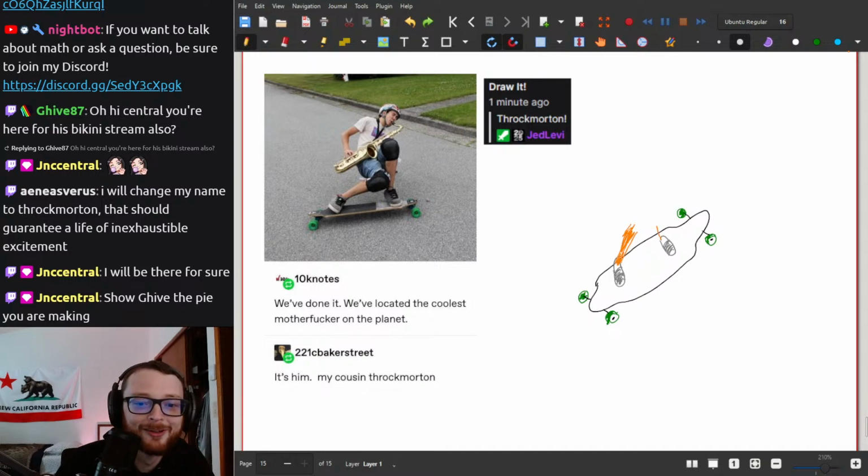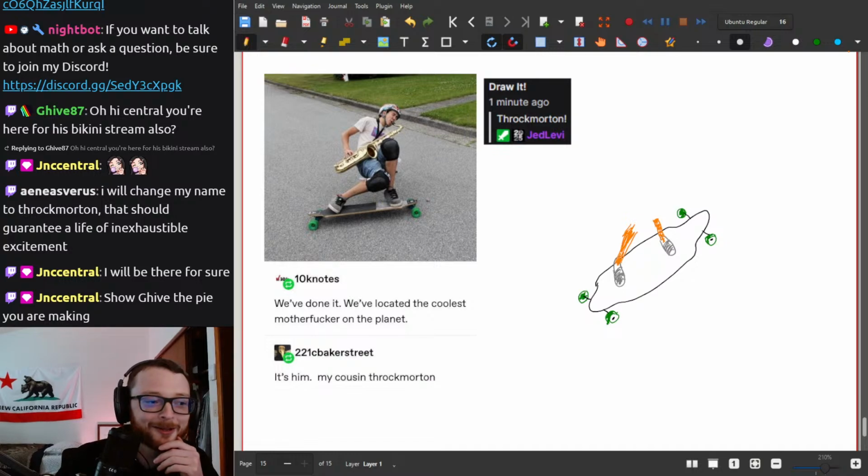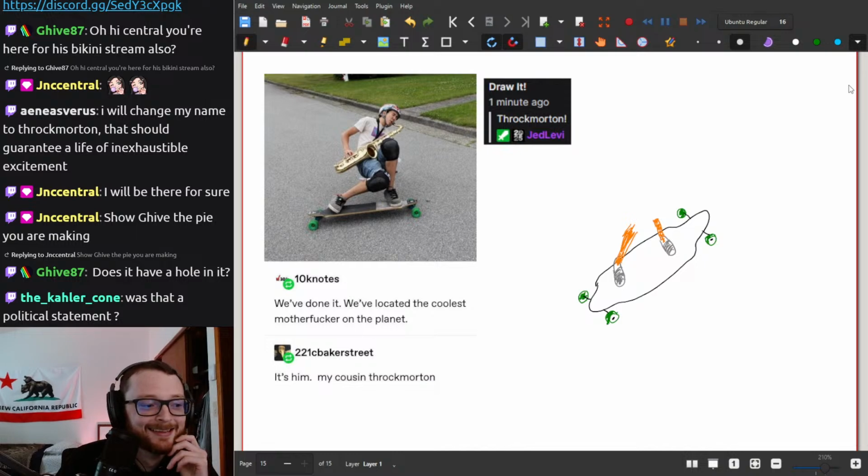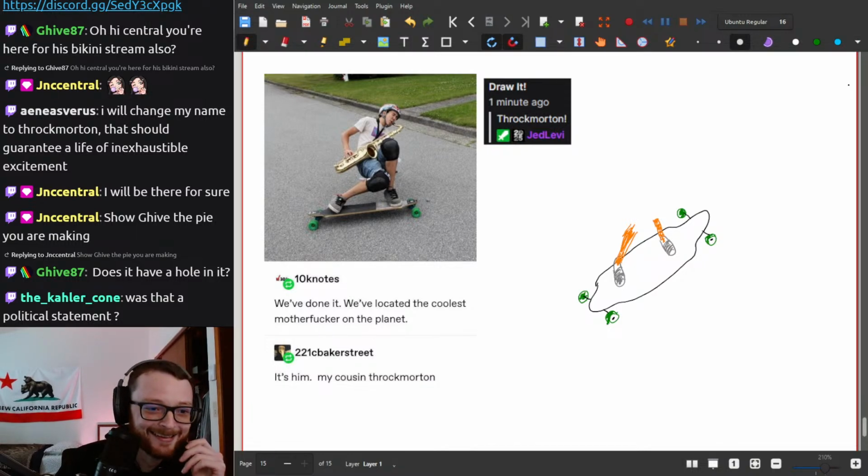It's gonna be terrible. I'm building the base of a mountain that's gonna collapse. I don't know. Showed you have the pie I'm making? I already closed out of that tab. I don't know where the link is anymore. Does it have a hole in it? It's not a political statement. That would be funny, but no.